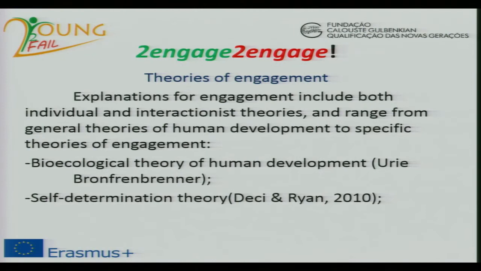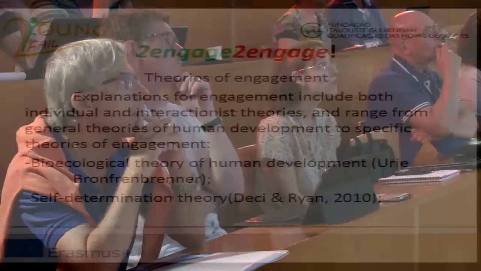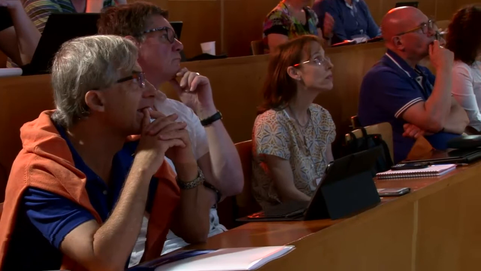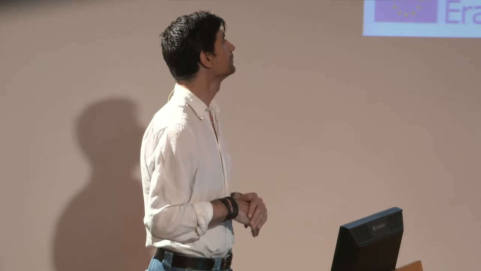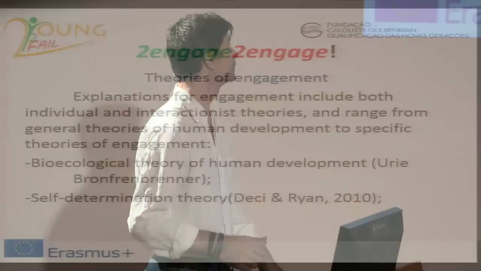One of the most general frameworks is the bioecological theory of human development, Bronfenbrenner. Of course, everybody knows it. And this is a good example of what I said before about the fact that engagement is an interactive process because, as you know, the bioecological model is an ecological model, so it relies on the assumption that different systems interact and influence one another.